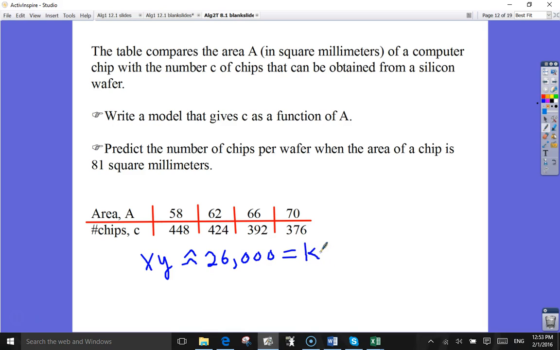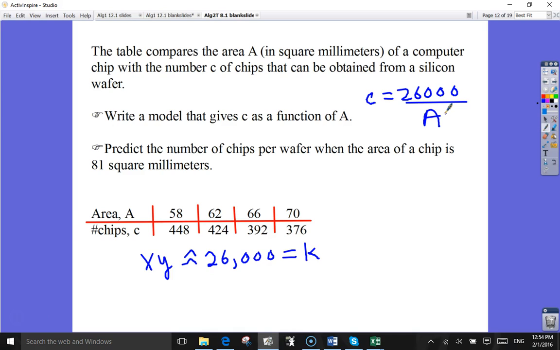So it says write the model. We're going to write a model that says it's not x and y, it's actually A and C. And it says C is a function of A, which means that the C is like the y and the capital A is like the x. So we should write it as C equals 26,000 divided by capital A.